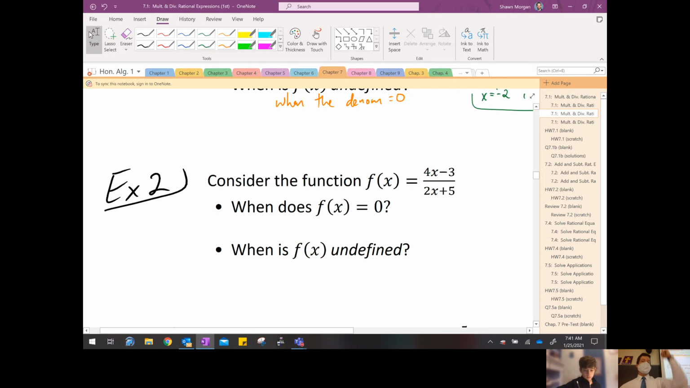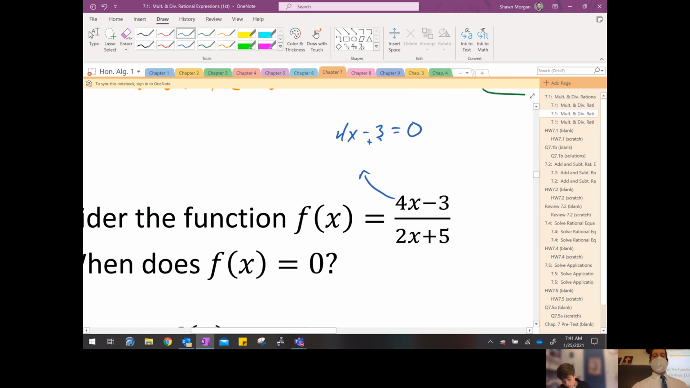When the numerator equals 0. Okay, James, what would make my numerator equal 0? Solve that little two-step linear equation. Can you add 3 to both sides? That's 3. And can you divide by 4 on both sides? And get x equals 3/4. That's what we're talking about there.